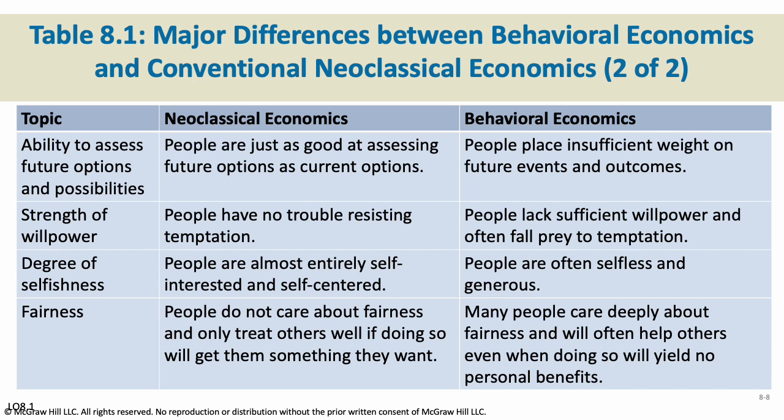As for fairness, in neoclassical economics, we say people do not care about fairness and only treat others well if doing so will get them something they want. Whereas in behavioral economics, we say many people care deeply about fairness and will often help others even when doing so will yield no personal benefits. So in neoclassical economics, we think people behave a lot more robotically than they actually do, whereas behavioral economics takes into account a lot more of the spectrum of human emotion.